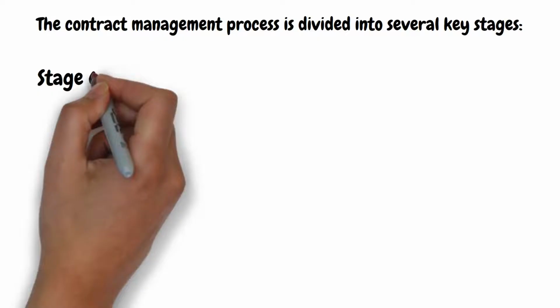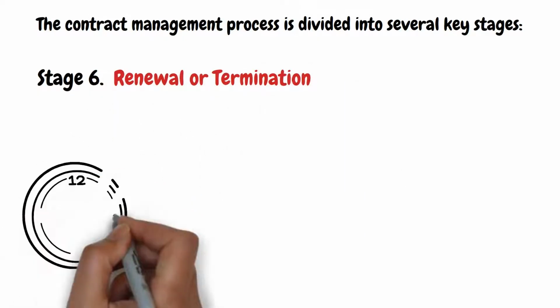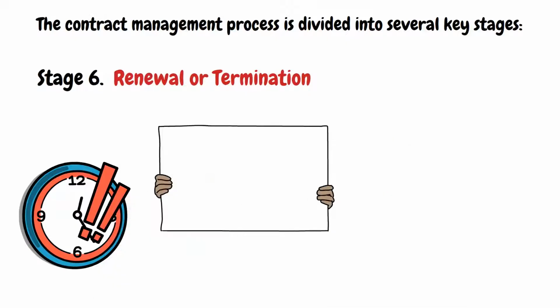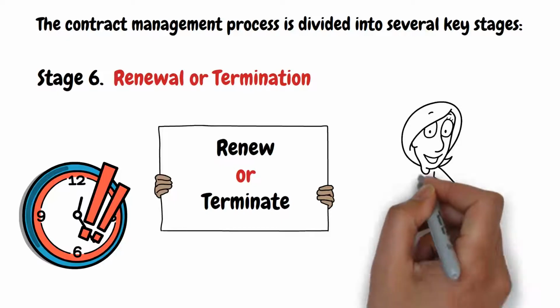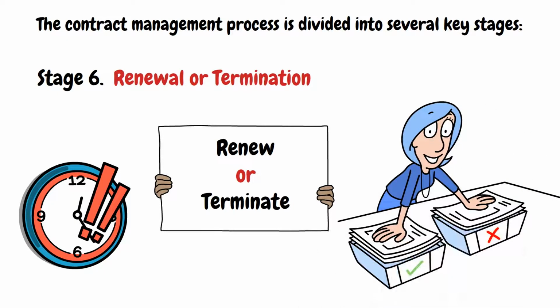Stage 6. Renewal or termination. As a contract nears its end date, you'll need to decide whether to renew or terminate it. This stage involves evaluating performance and making informed decisions about the contract's future.